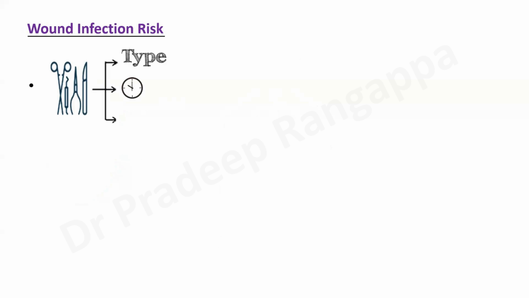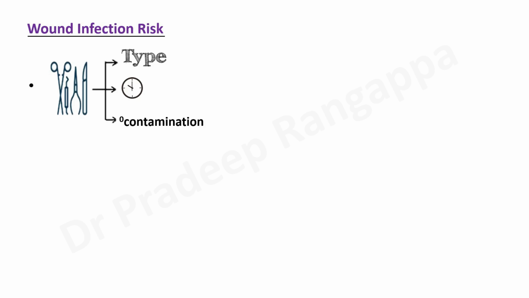When we talk about the risk of wound infection, what are the features of a surgical wound that portend increasing risk for infection? The type of surgery is very important in determining the risk of infection. We'll talk about it briefly. And the duration of surgery: the longer the surgery, the greater the risk of infection. That's why, when we are doing a post-op takeover or handover, it is very prudent to ask what the duration of surgery was. The longer the duration of surgery, the higher the risk of infection.